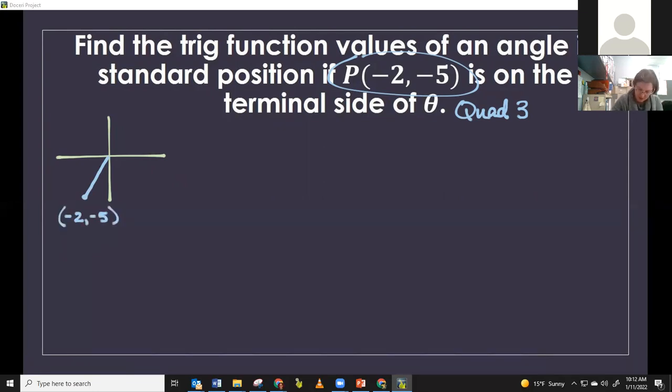I want to take that and I want to make a reference triangle. I'm going to draw to the x-axis. I'm going to put in my right angle. This side right here would be -2. This side over here is going to be -5. How can I now find the radius? What can I use to find the radius?